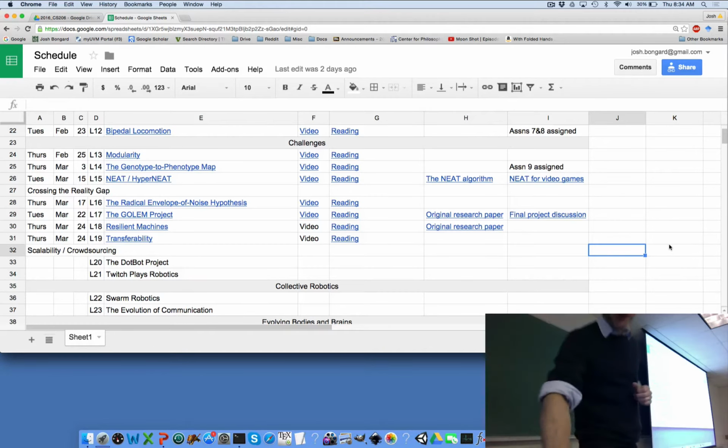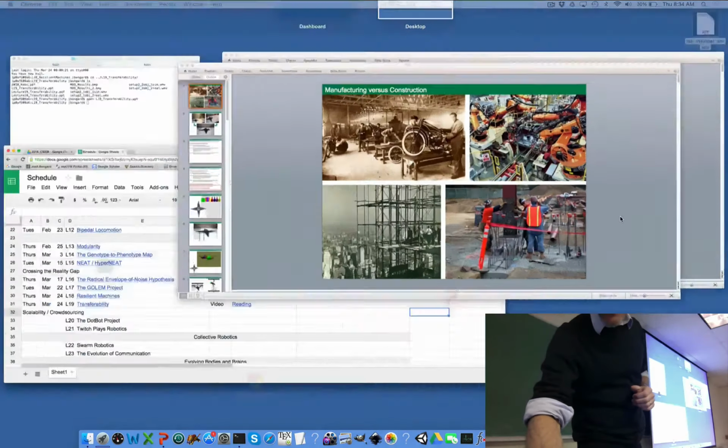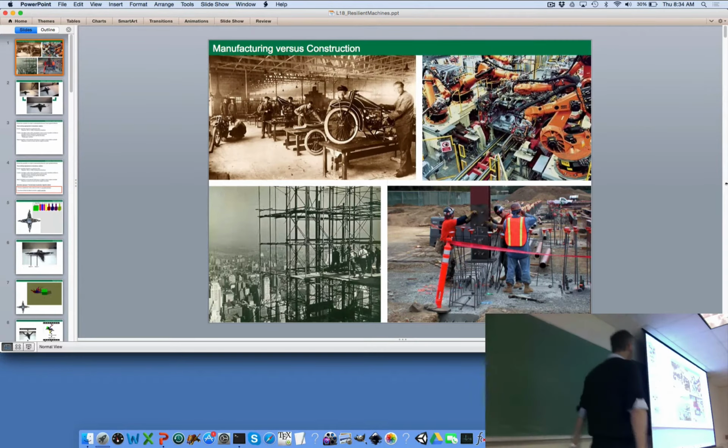Okay, so on to lecture 18. And as you can tell from the name of this project, the Resilient Machines Project, we're going to tackle this issue of resiliency in addition to tackling the reality gap problem.